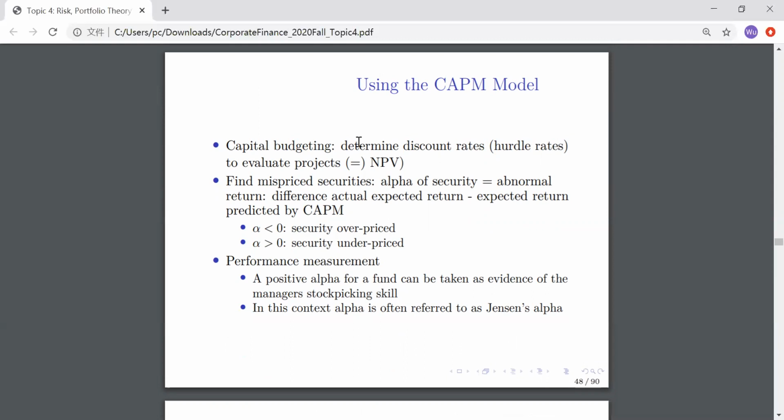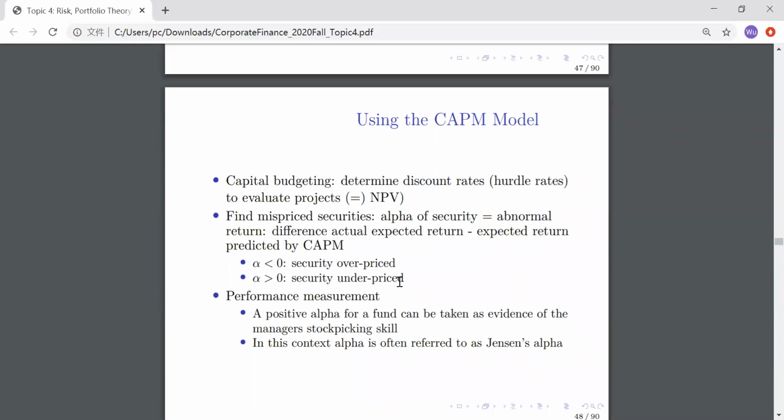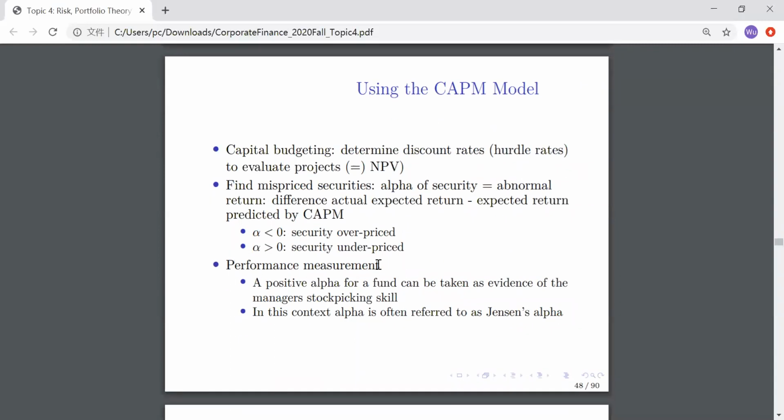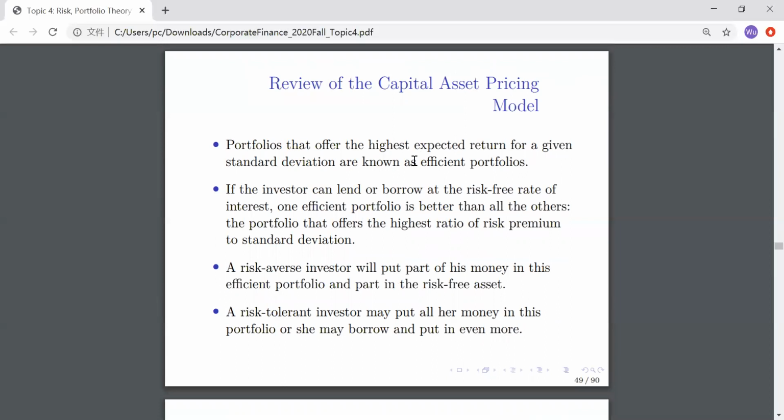For example, capital budgeting. This is the reason why we want to talk about the CAPM model here, because we can use that required return as a discount rate. We can also find a mispriced security, using the CAPM model as the benchmark and calculating the abnormal return, which is the alpha. If there is any positive alpha, that means the security is underpriced, so there is an opportunity to buy the underpriced stock and profit. And it can also be used as a performance measurement. For example, whether a portfolio outperforms or does not beat the benchmark, we can use the CAPM model as the benchmark.